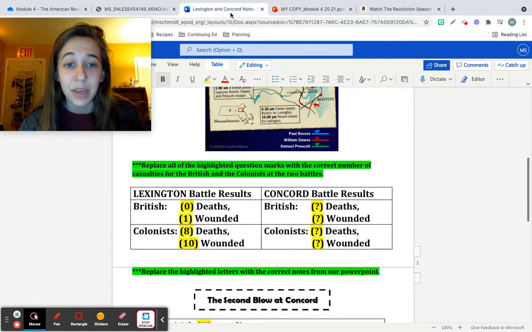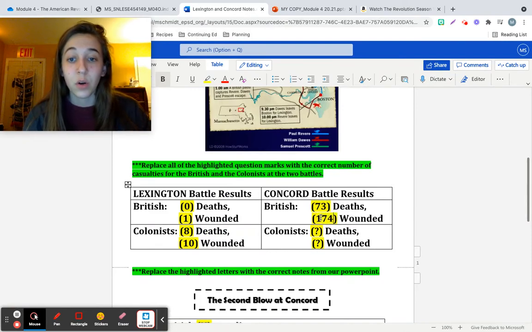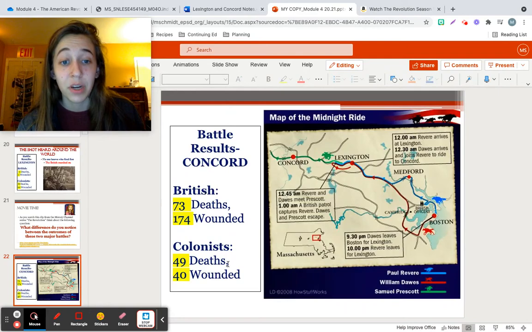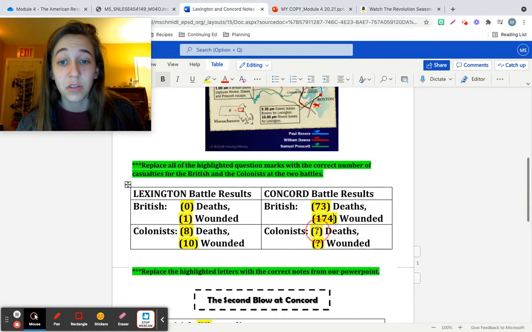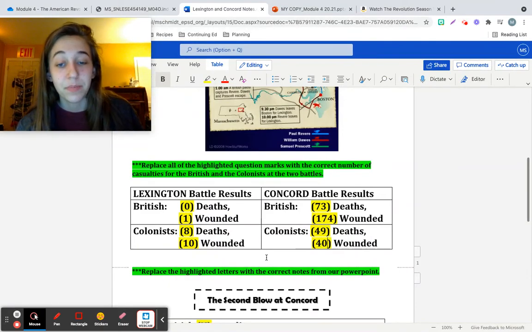But you should type in those notes there. So for the British at Concord, we have 73 deaths and 174 wounded. And then for the colonists, we have 49 deaths and 40 wounded. So you should replace those notes there. 49 deaths, 40 wounded. Okay?